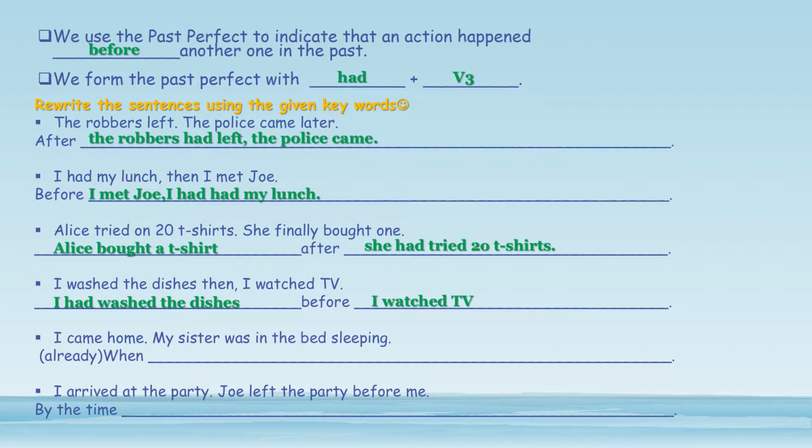I came home. My sister was in the bed sleeping. I want you to use already. When I came home, my sister had already slept. I arrived at the party. Joe left the party before me. So by the time I arrived at the party, Joe had left.